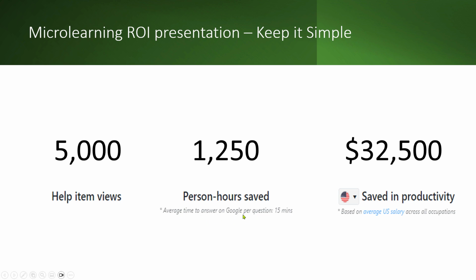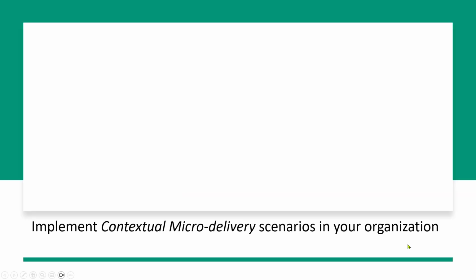answer time to Google, answer on Google or Bing or whatever per question, and then savings in productivity. This is based on US salary, but you can provide other salaries as well, for UK, Europe, Asia, and so forth. But just having a very easy formula like that and having the presentation also be super simple, that is adjusted on a regular daily, weekly, monthly, whatever you think is the best basis, that helps quite a bit.